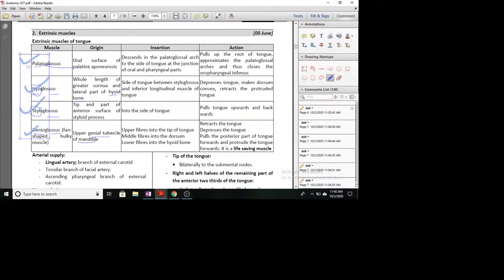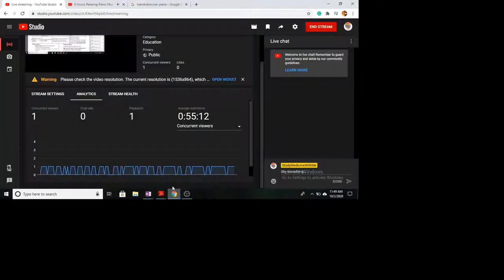So palatoglossus muscles from the palatine aponeurosis to the tongue. Okay, then hyoglossus from the hyoid bone. Styloglossus from the styloid process, the anterior surface of the styloid. Then genioglossus muscles from the genial tubercle of the mandible. So we'll be searching for the genial tubercle, and then the styloid process, and genial tubercle.